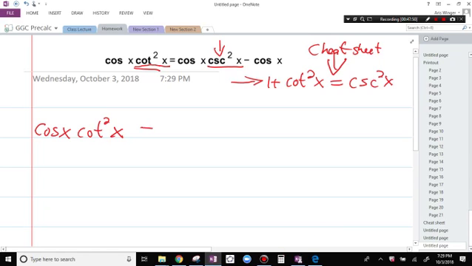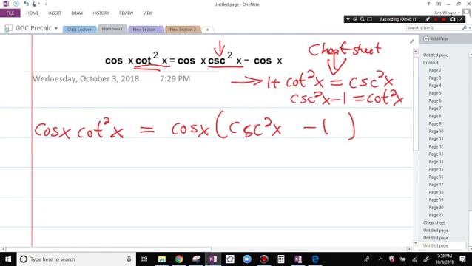So then this is equal to, by the Pythagorean identity, cosine x, and we're going to change cotangent to, what is it now? 1 plus cosecant squared x minus 1, right? Because if 1 plus cotangent squared is cosecant squared, then cosecant squared x minus 1 is cotangent squared, right? And then you distribute the cosine and it's over. That's what you need to show.